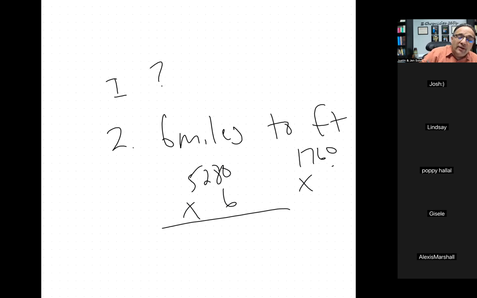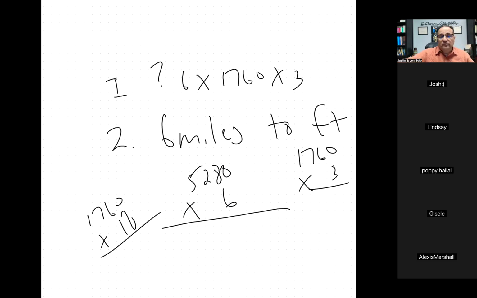Times 3 is where we get the 5,280 from. So we go feet to yards, yards to miles. Okay. And that's where you get 5,280. So it's basically 6 times 1760 times 3. Okay. And you can multiply in any order you want to. You could even go 1760 times 18 if you want to. Let me show you on my calculator. Remember, order doesn't matter.